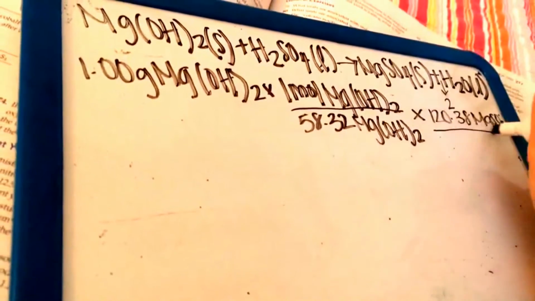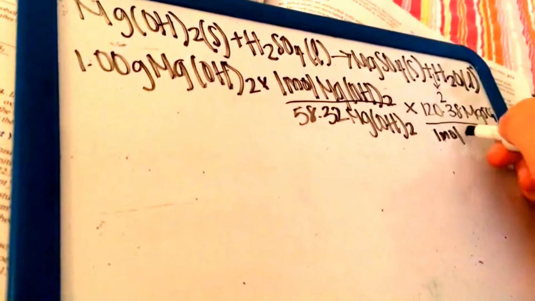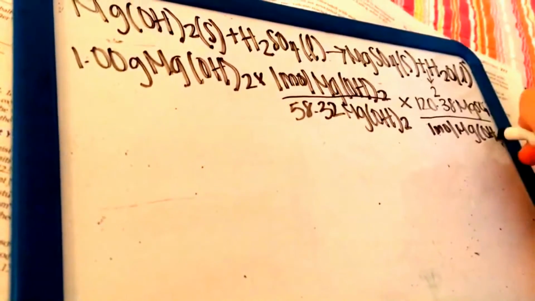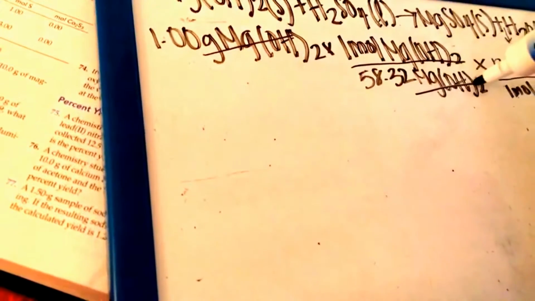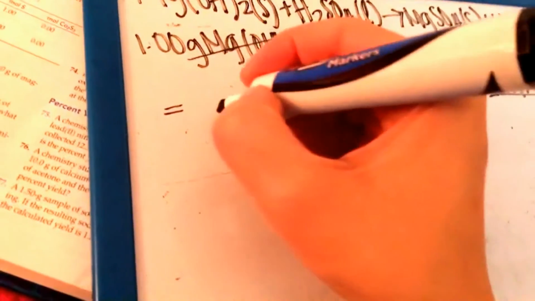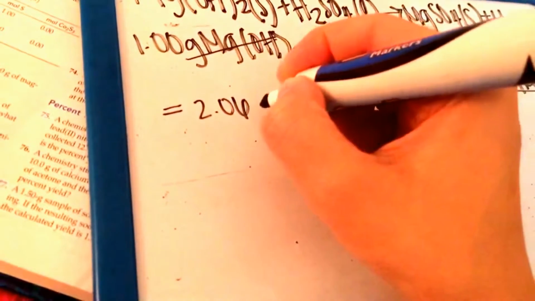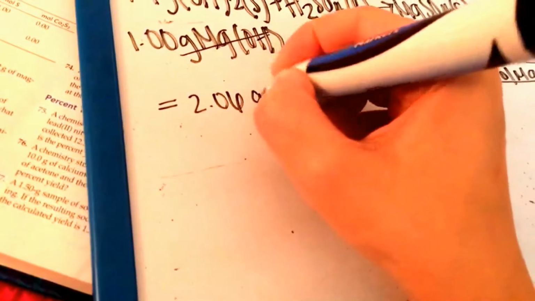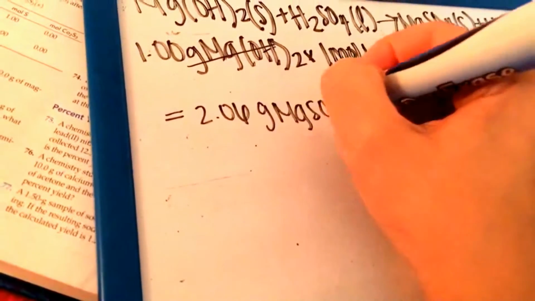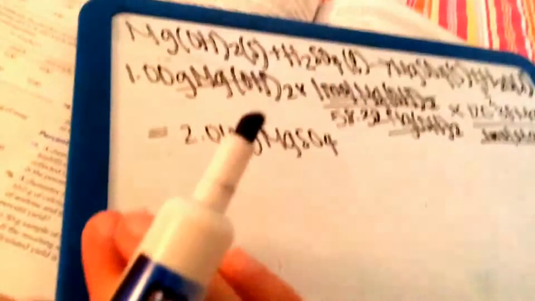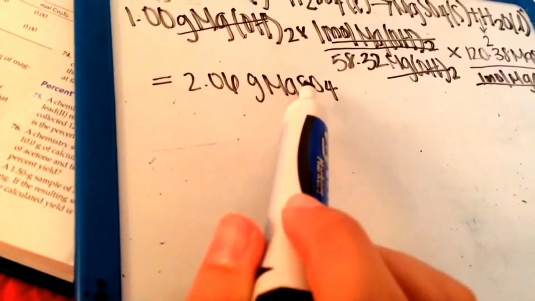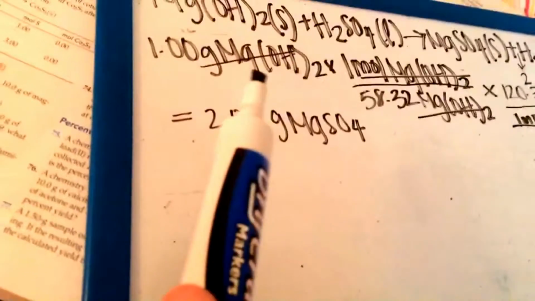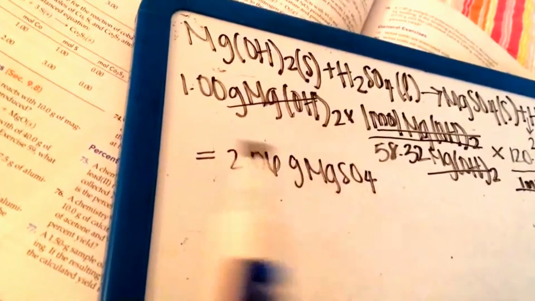MgSO4 over 1 mole of Mg(OH)2. So this cancels out with this, and this with this. This gives me 2.06 grams of MgSO4. So we can say that we produce 2.06 grams of magnesium sulfate, and Mg(OH)2 is limiting.